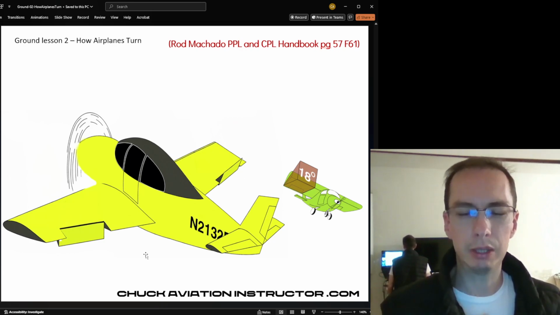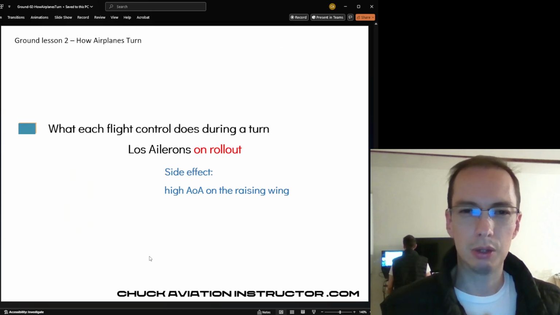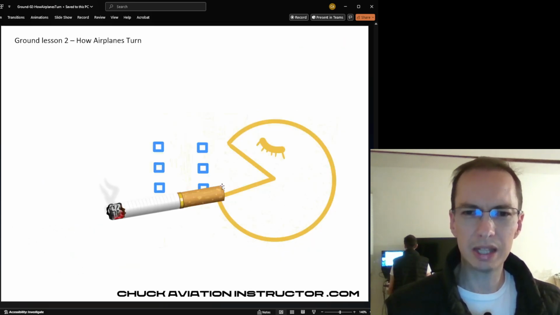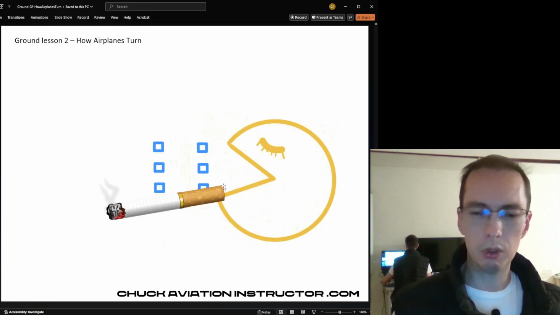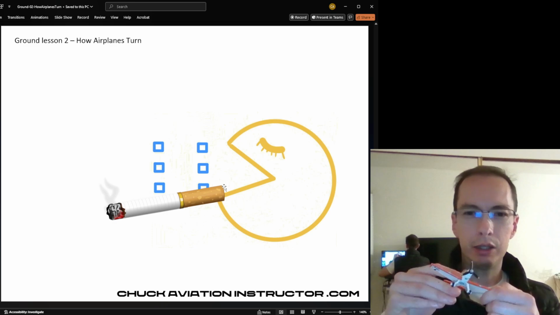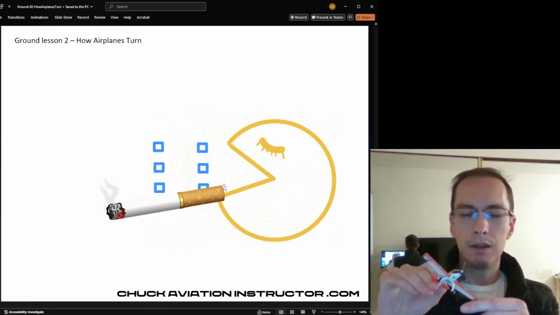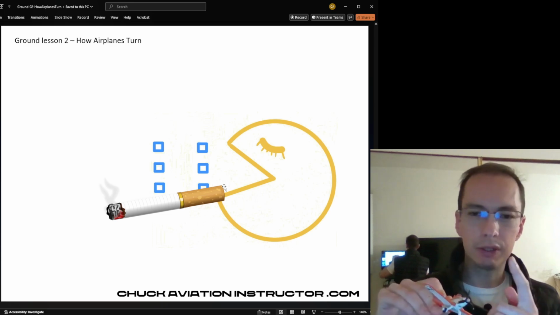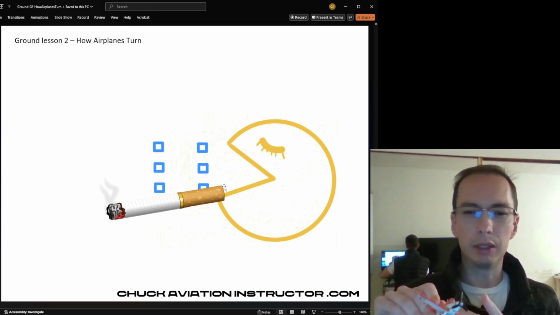And from there, you can enter a spin. So the ailerons on rollout have that big side effect, the high angle of attack on the raised wing. So it's like a vicious cycle. You want to maintain altitude, so you increase your back pressure, and your back pressure gives you more lift, but it also slows your airplane down.